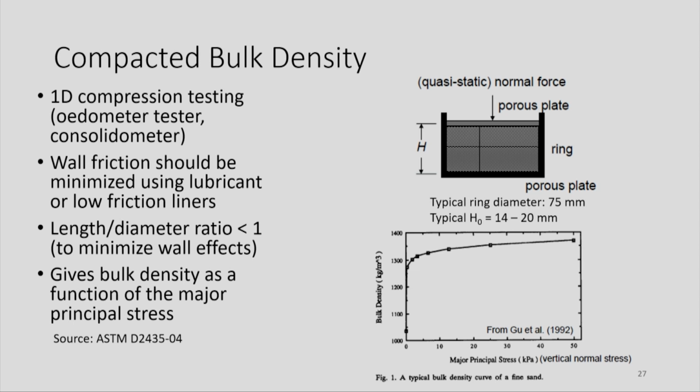Again, make sure you are using a length to diameter ratio of less than 1 so you can get the bulk density at different compaction pressures. Okay. So you can correlate with the pressure or the amount of material at different heights within a large silo structure. Right.